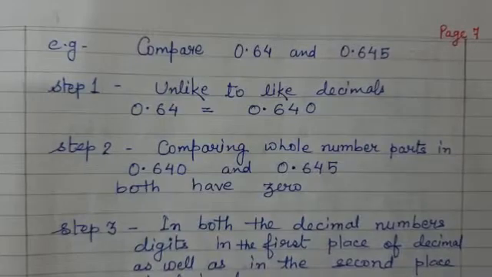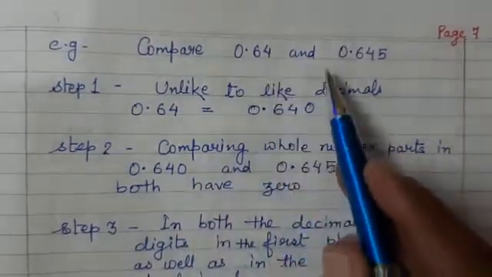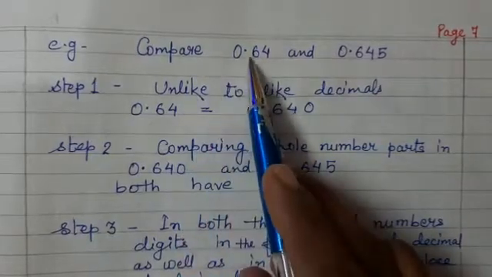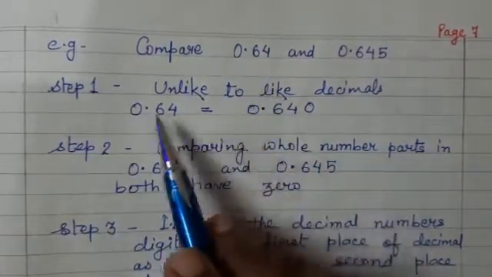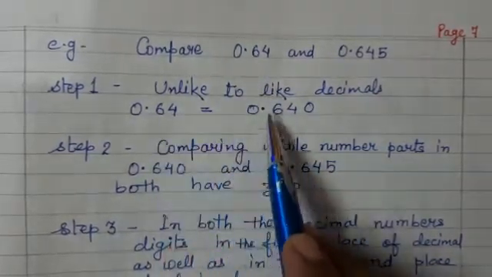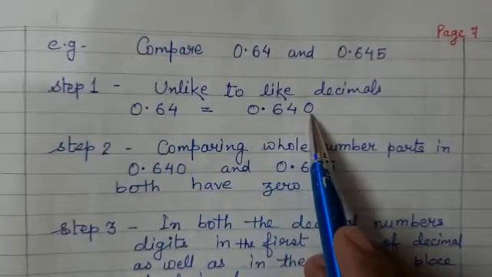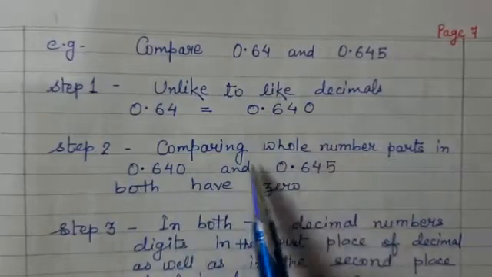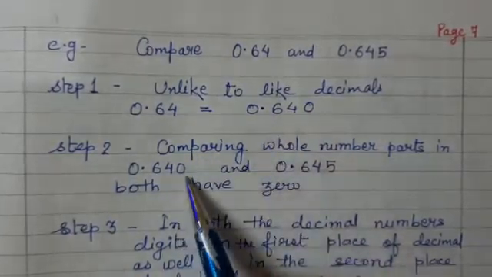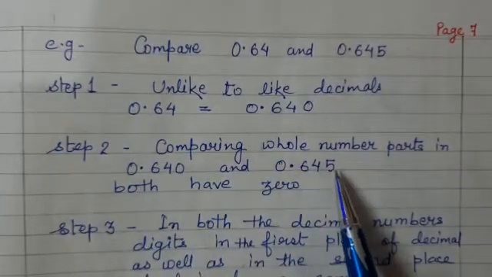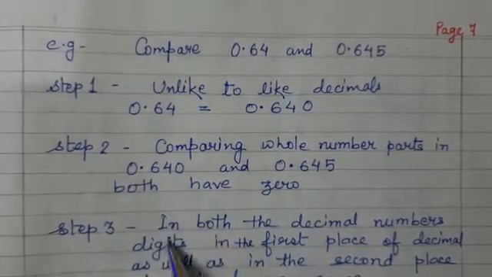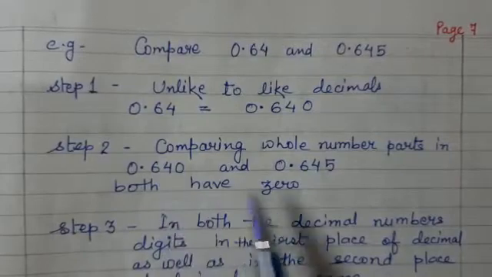See another example. Compare 0.64 and 0.645. First of all, we have to convert this into like decimal. 0.64 is equal to 0.64 and we can include one 0, so it is now 0.640. Second step, we have to compare 0.640 and 0.645. Integral part, both have 0. Therefore, we will compare the first decimal place.